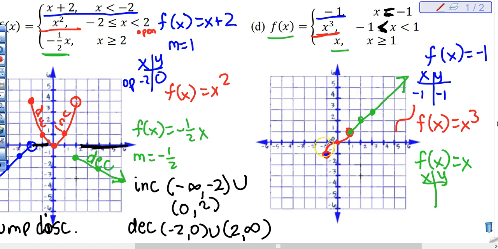So let's talk about some increasing, decreasing behavior. What's it doing? All the time. Increasing. So it's only increasing, and it's increasing from -1 to forever. And continuous or discontinuous? It is continuous. And there you go.